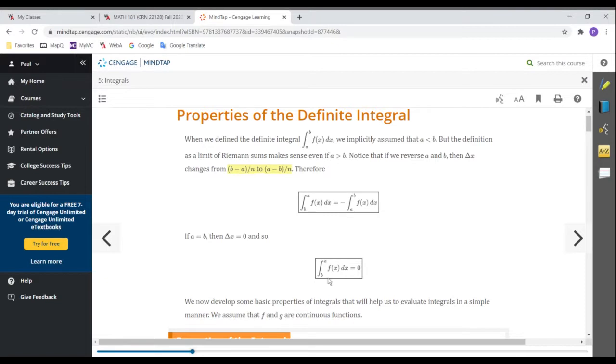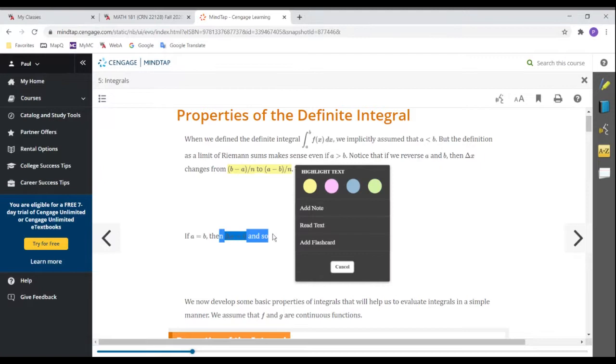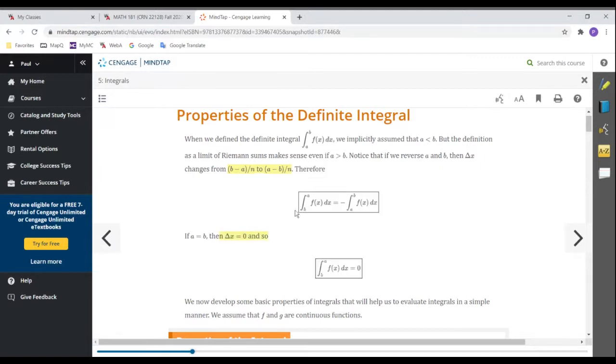Also, if you have an integral where a equals b, if your bottom and top limits are the same, then delta x would equal 0, because remember, delta x is equal to b minus a over n. So if b and a are equal, then delta x would just be 0 over n, which is 0, and hence you get this result here. Are there any questions on that?